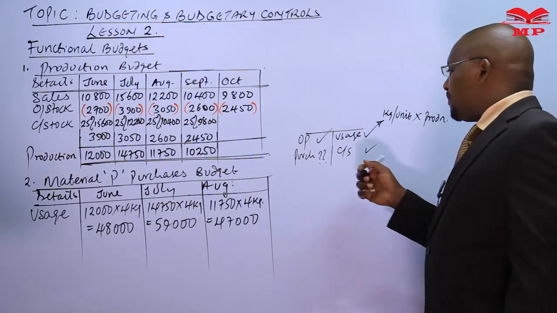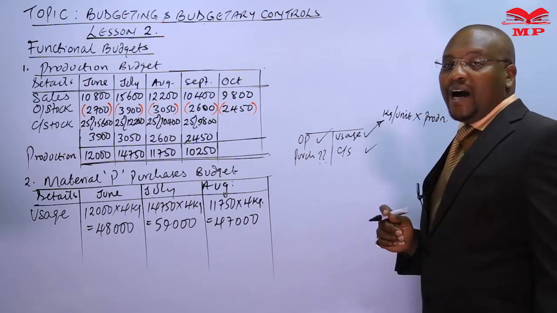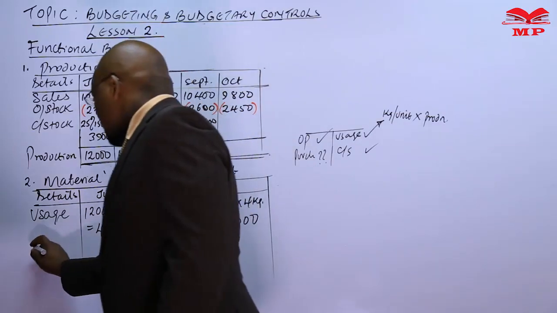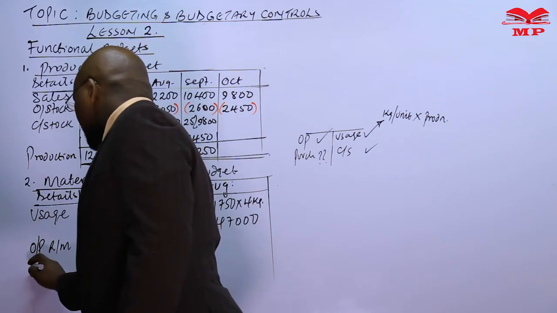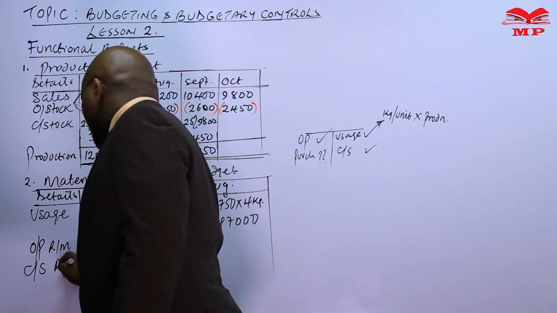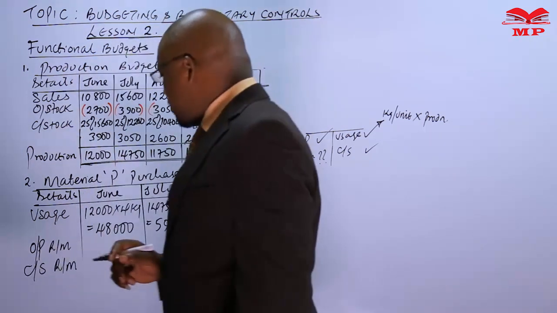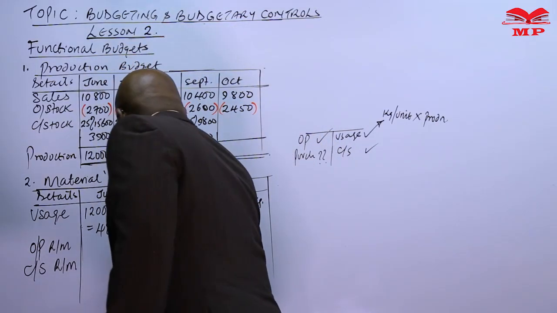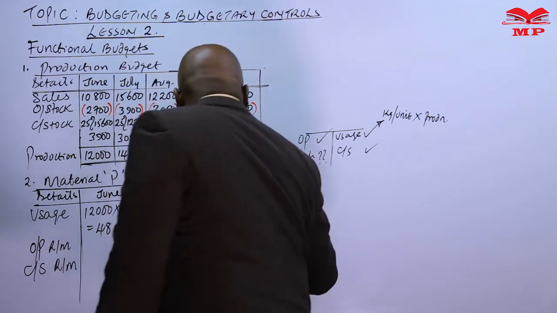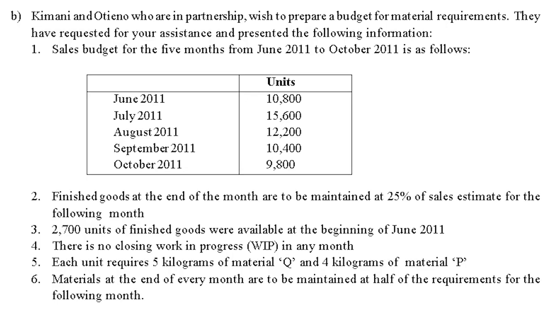So we just need to subtract the opening and we add the closing. So you can have here, this is opening raw material. Then you have closing raw material. Now our closing raw material, we have been told in the final information what is expected. We are told there that materials at the end of every month are to be maintained at half of the requirement of the following month.